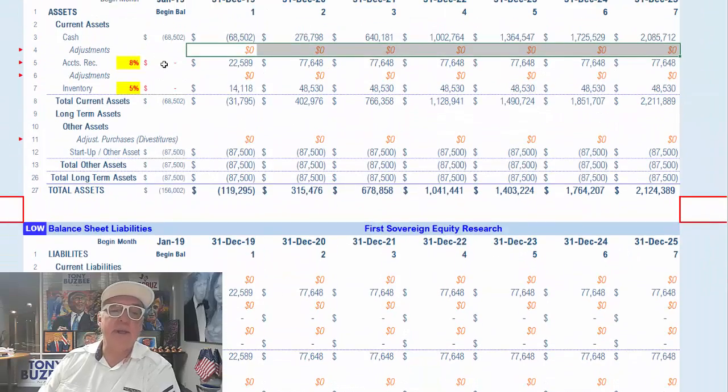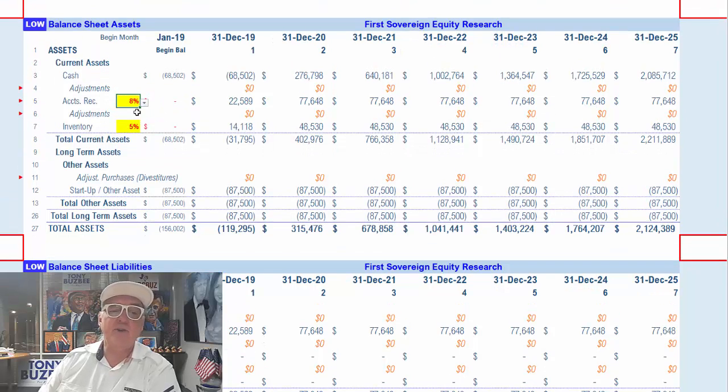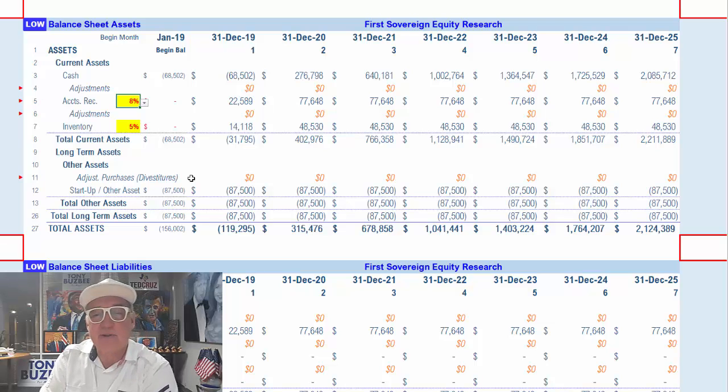And of course, these are beginning balances right here. What we're saying is that accounts receivable will be 8% of sales. Is that right or wrong? Well, if you are doing credit card sales, such as if you're in the computer business or the software business, and you're selling online, you're not going to have any accounts receivable. So you would basically make that 0. And that'll free up some cash.